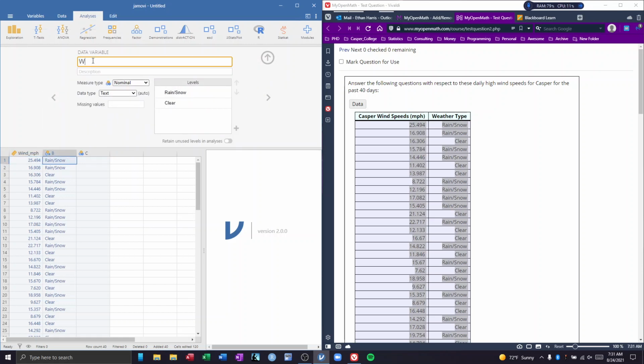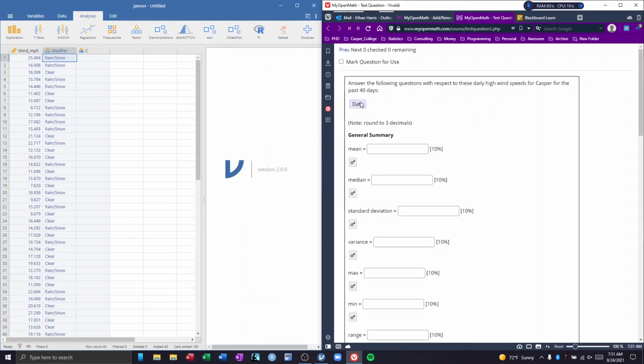And let's go over to our next one, and we'll go to weather. And it is in fact nominal, and just text is our data type. If you want to switch the order, you can. No real reason to, but we are good there. All right, let's bring that up, and let's get rid of our data. Now, we're going to round our answers to 3 decimal places, just so that we have that heads up.